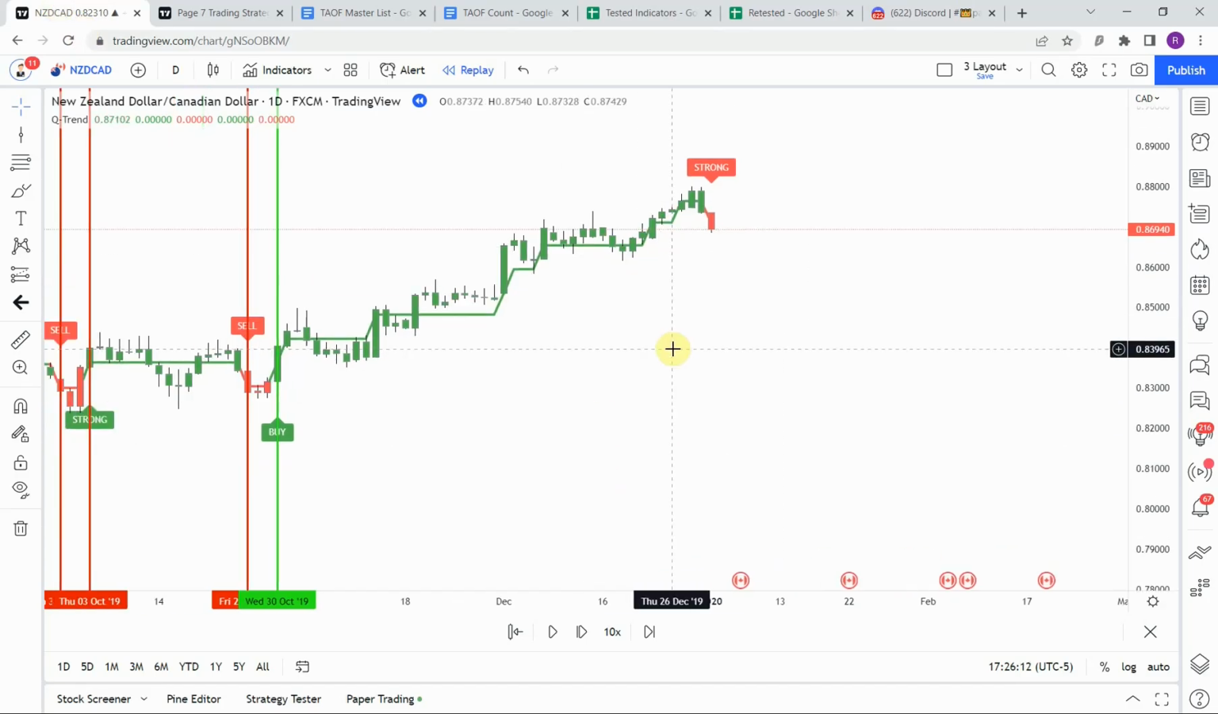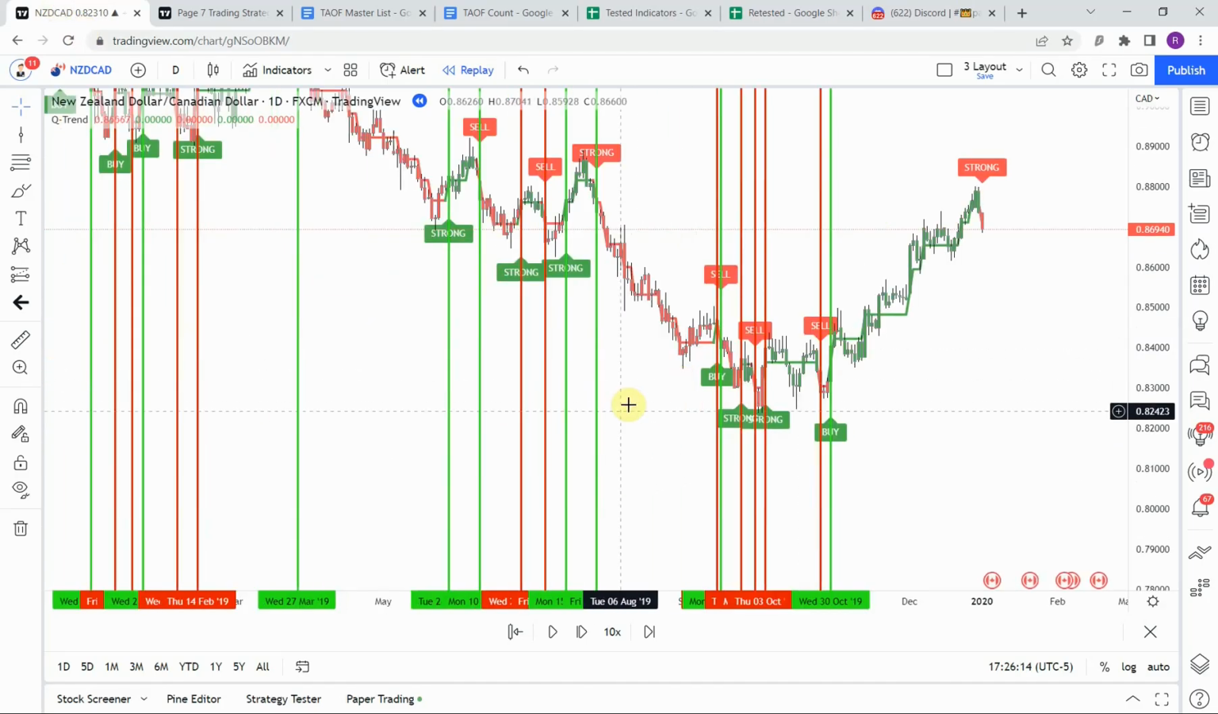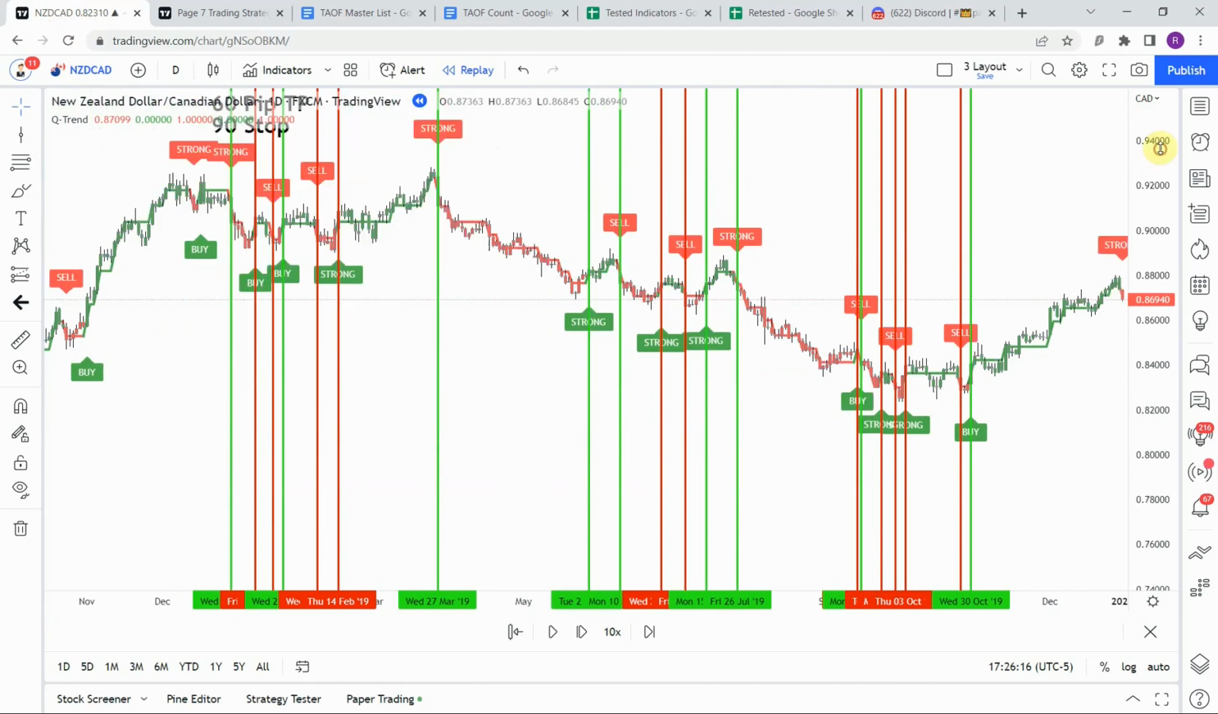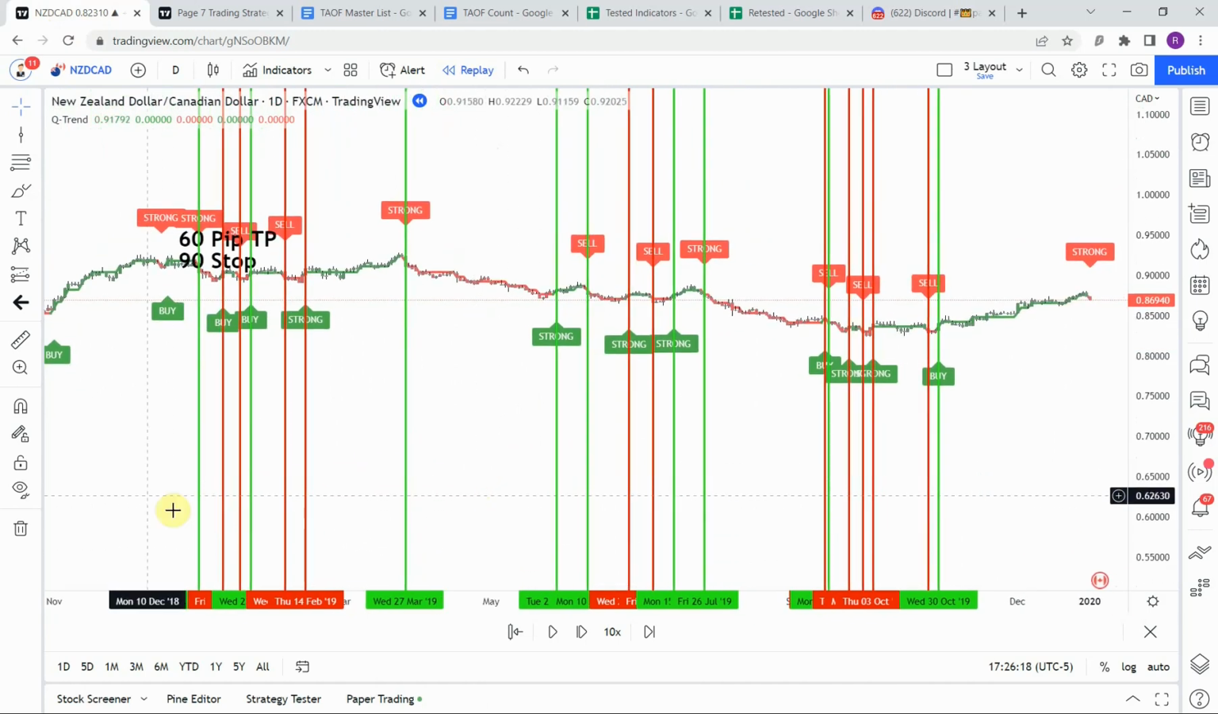All right, back to our indicator here. Let's get everything in focus. There we go. Let's go ahead and count it out and see what we get. So 1, 2, 3, 4, 5, 6, 7, 8, 9, 10, 11, 12, 13, 14, 15, 16, 17, 18, 19, and 20. So we had 20 trades within the 1 year's time, a decent amount of trades.